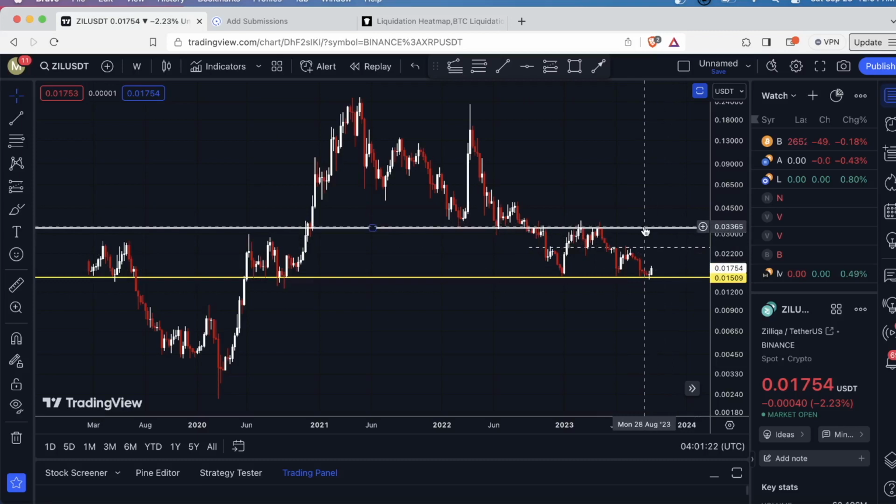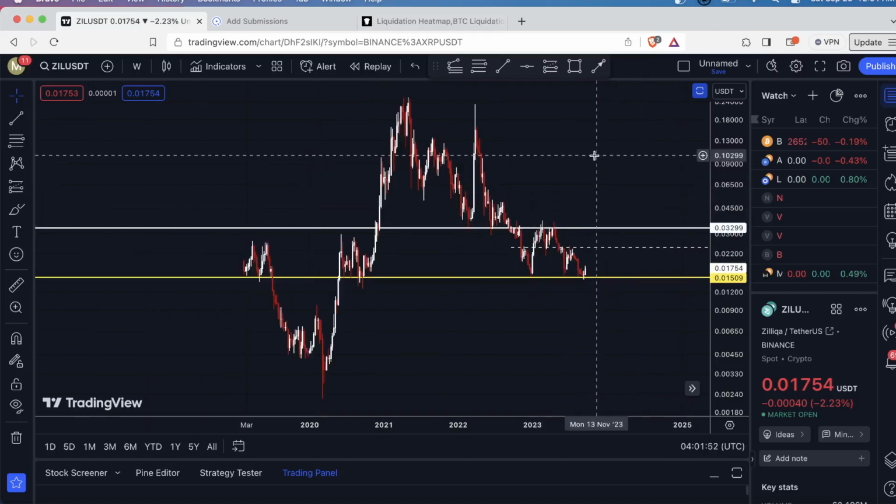If we're able to break above here and close a weekly candle above here, then I'll make a new video, and I'll give you the new targets to the upside if that does happen.